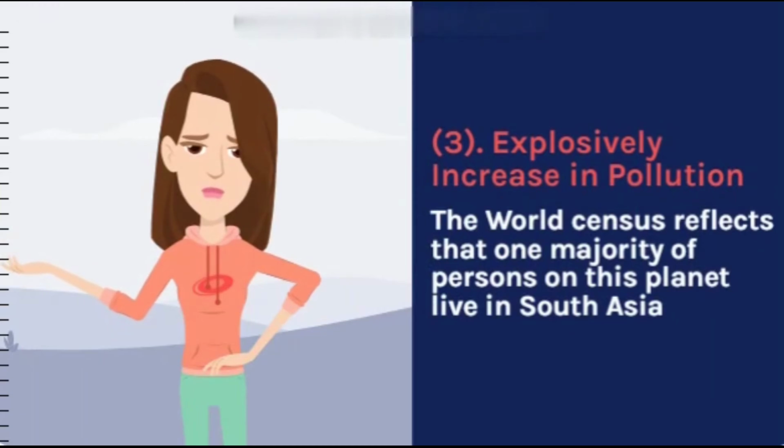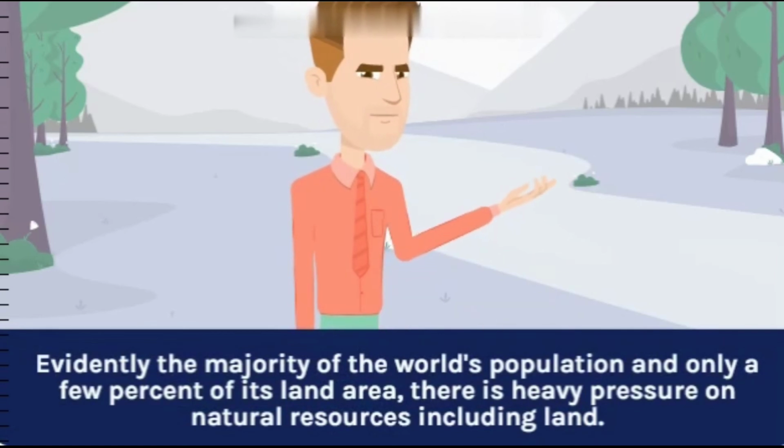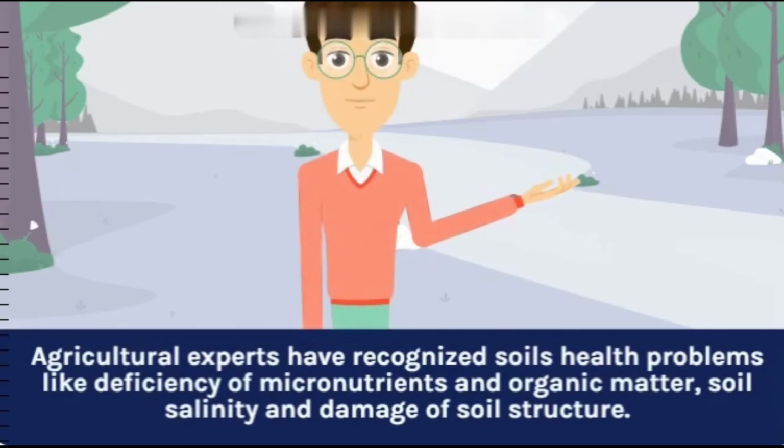3. Explosive increase in pollution. The world census reflects that the majority of persons on this planet live in South Asia. Evidently, with the majority of the world's population and only a few percent of its land area, there is heavy pressure on natural resources including land. Agricultural experts have recognized soil health problems like deficiency of micronutrients and organic matter, soil salinity and damage of soil structure.